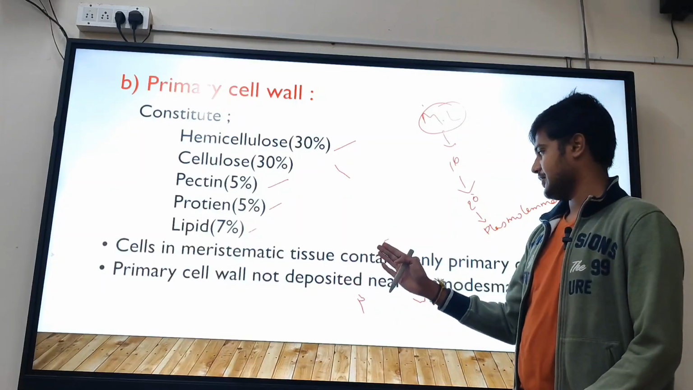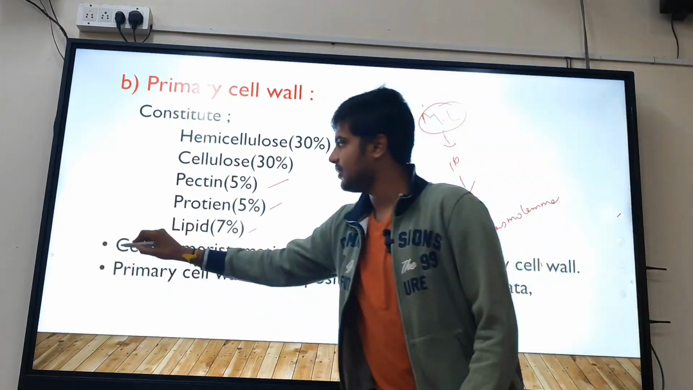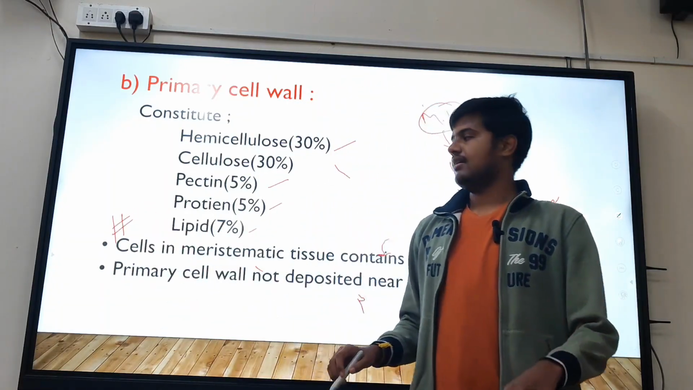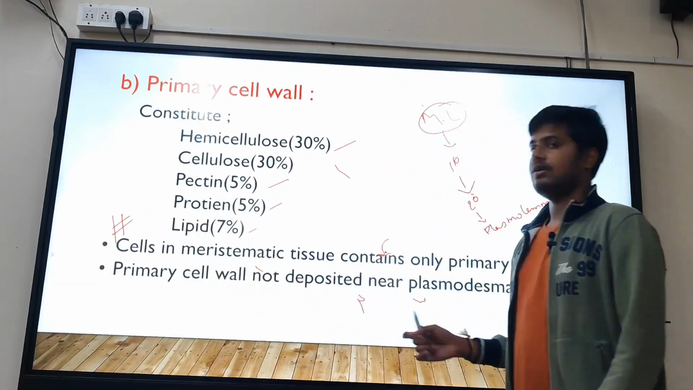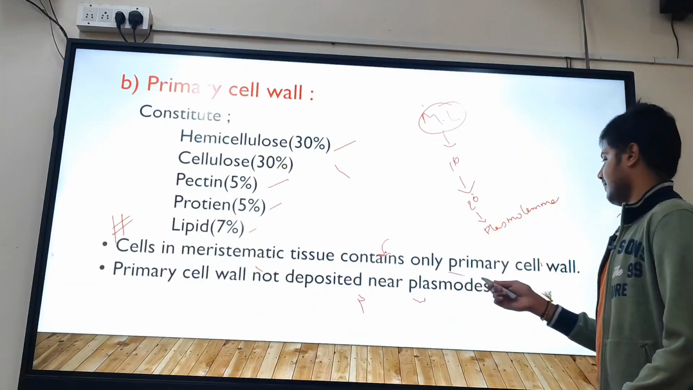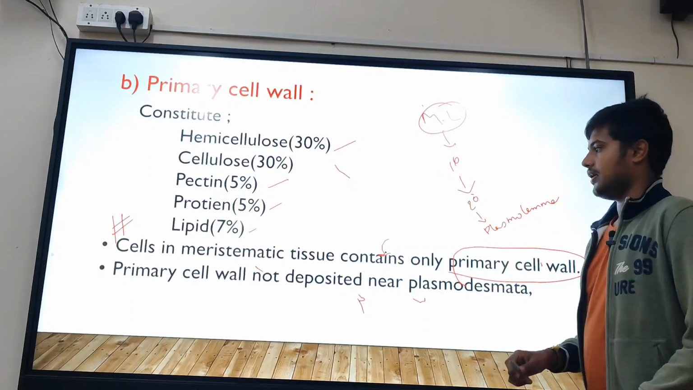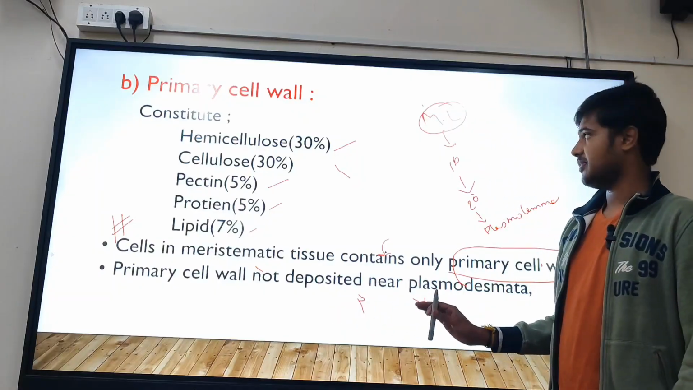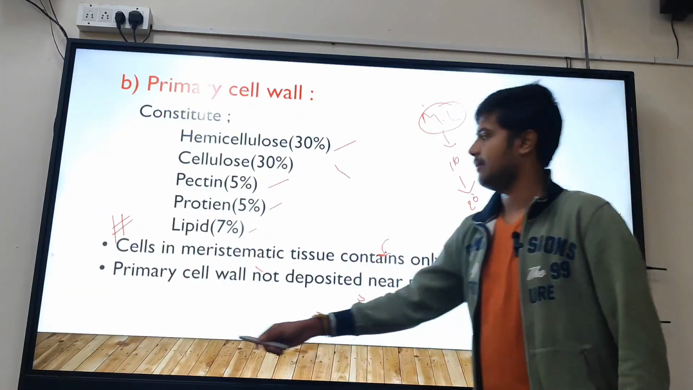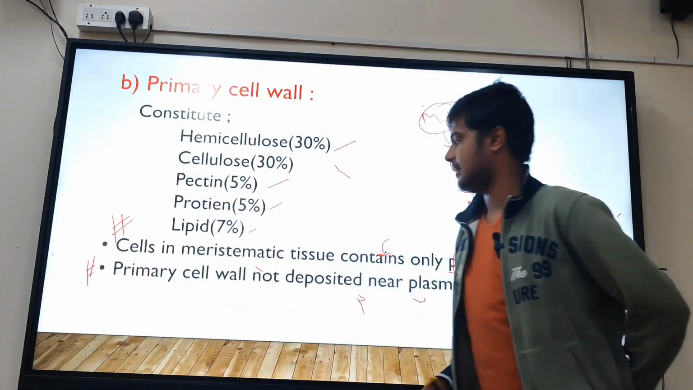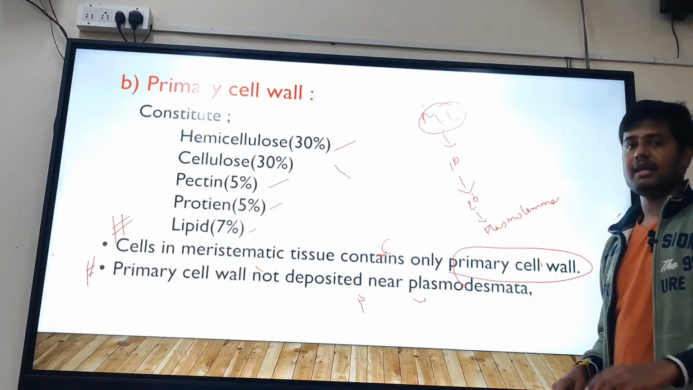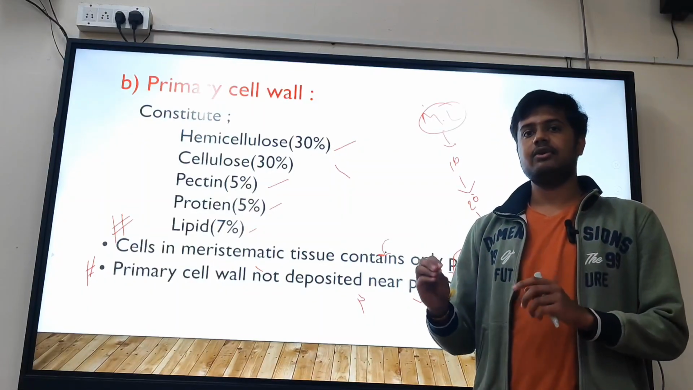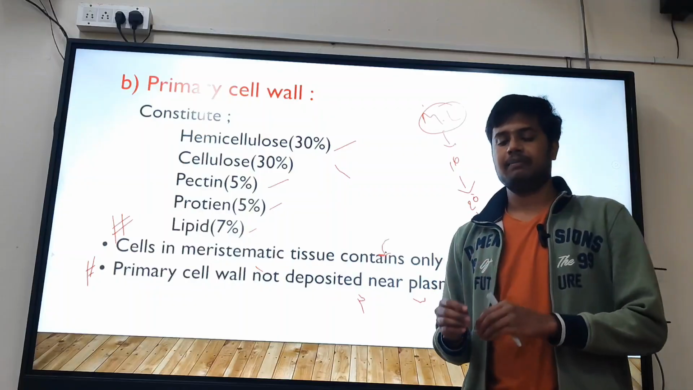The cells in meristematic tissue contain only primary cell wall. This is also an important point for your examination. This may be asked in MCQ. Next, primary cell wall is not deposited near plasmodesmata. This is also an important point. Plasmodesmata is the way through which nutrients are passed from cell to cell.